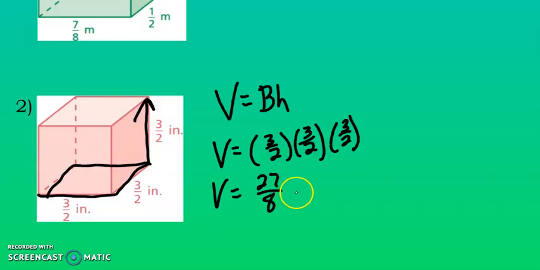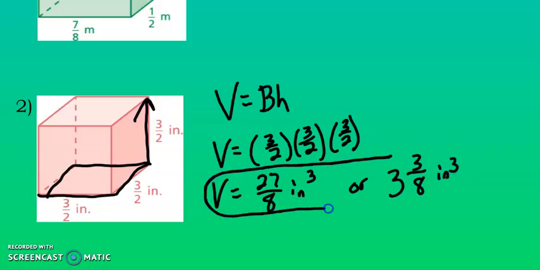I could accept 27/8 inches cubed as your final answer, or 8 goes into 27 3 times with 3 left over, so 3 and 3/8, and again, you still have to label. I can accept either one of these answers. One's an improper fraction, one is just a mixed number. Either one is okay with me. Pause the video, copy down everything you see.